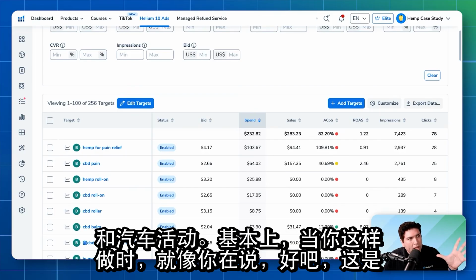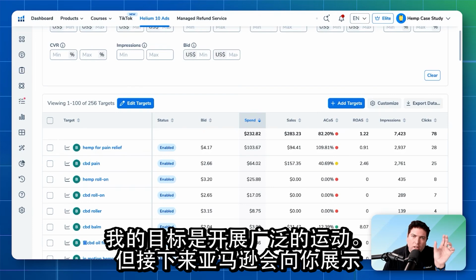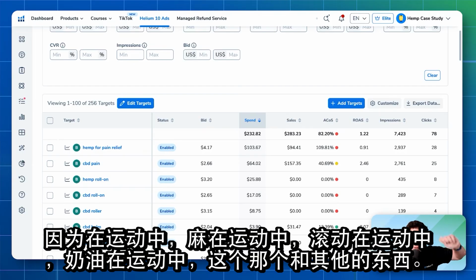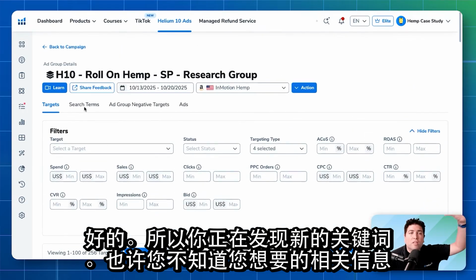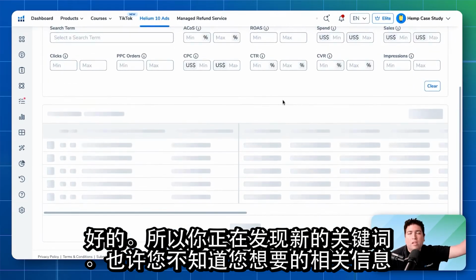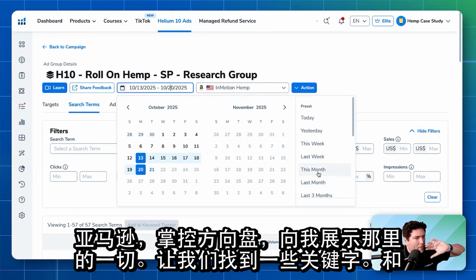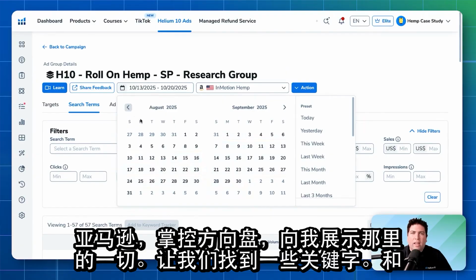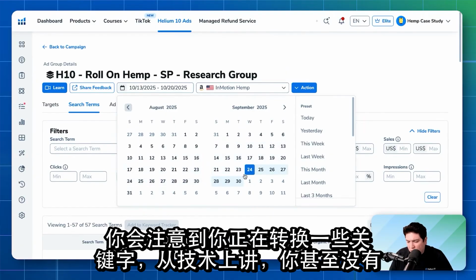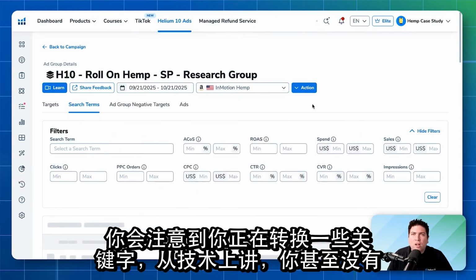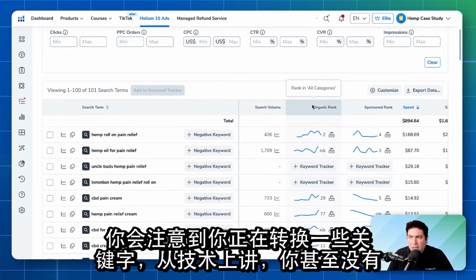And basically, when you do that, you're saying, all right, I'm targeting in motion for the broad campaign, but then Amazon is going to show you for in motion hemp, in motion roll on, in motion cream, in motion this, that, and the other thing. So you're discovering new keywords you maybe didn't know were relevant that you'd want to put into your manual campaign. And with the auto campaign, you're just saying, hey, Amazon, take the wheel, show me for anything out there, and let's find some keywords.